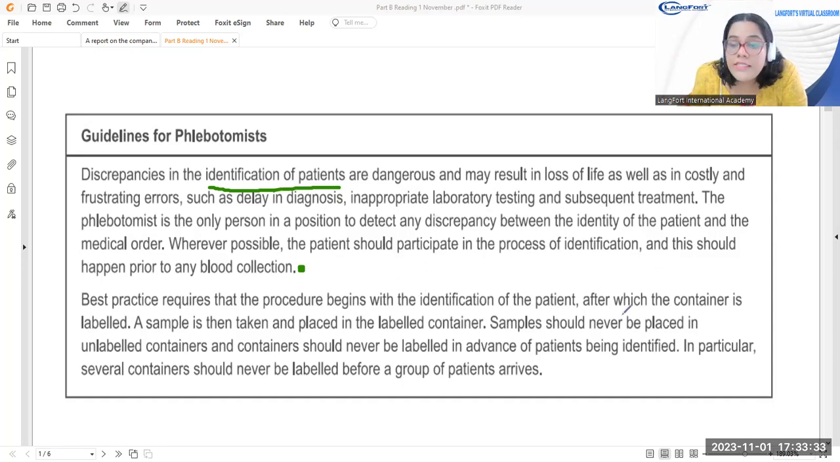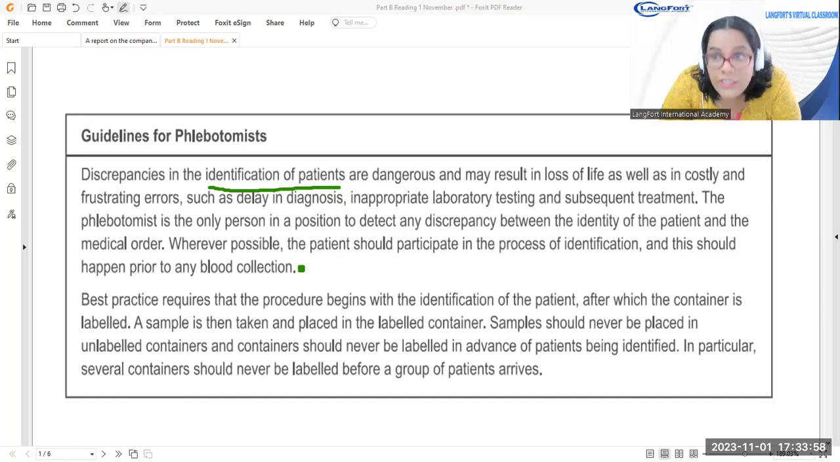Samples should never be placed in unlabeled containers, and containers should never be labeled in advance of patients being identified. So you should never place your sample in a container that does not have a label, and you should never label the containers without identifying the patients in advance. And especially, several containers should never be labeled before a group of patients arrive. So you have a lot of patients coming in. Before they arrive, you cannot label many containers at the same time.